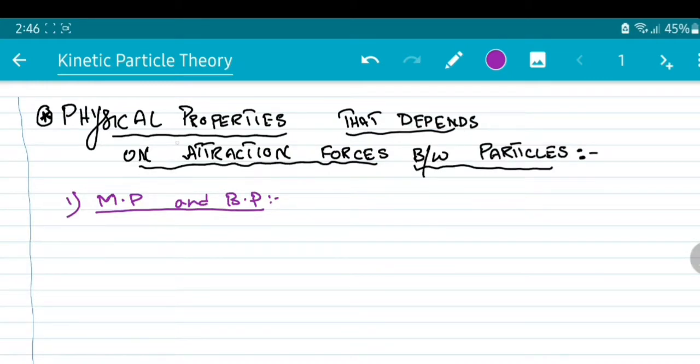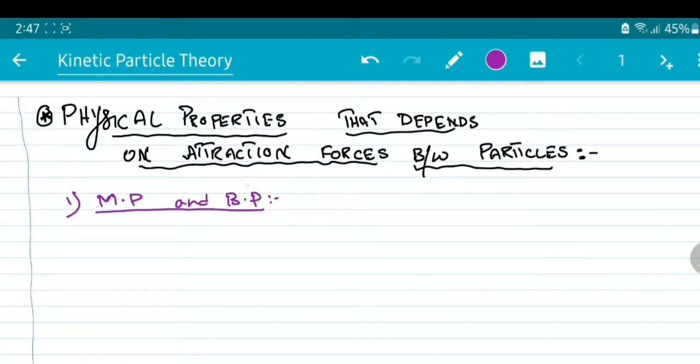Today we will be studying physical properties that depend on the attraction of forces between particles. Our first physical property is melting point and boiling point. For instance, if we take a solid mass and try to melt or boil it, we have to heat it for a longer time. Relatively, if we take a liquid volume and try to melt and boil it, it will take less time.